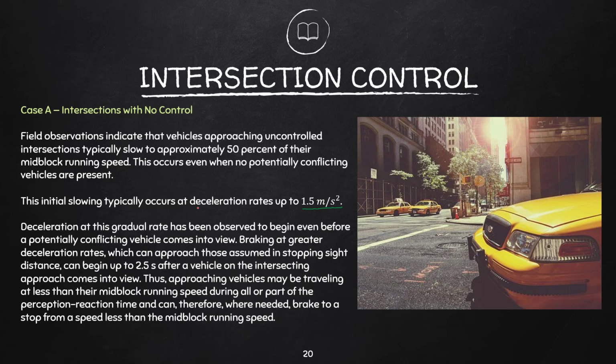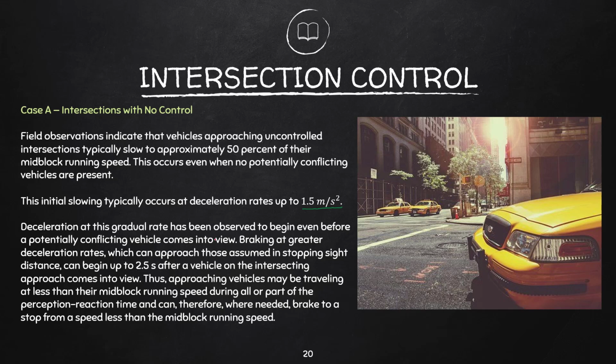Deceleration at this gradual rate has been observed to begin even before a potentially conflicting vehicle comes into view. So even if they don't see any conflicting vehicle, they start with their deceleration. Of course, they are not sure whether there is a possibility of a vehicle running at a relatively high speed that will cross the intersection that they are approaching.